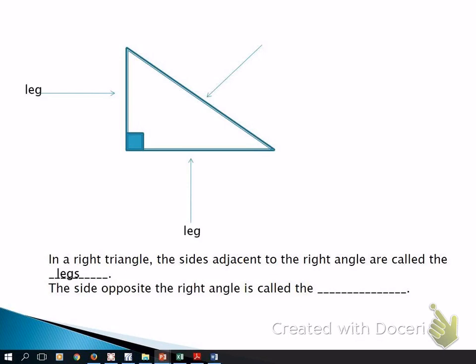Remember that right triangles have legs. When the legs are the two sides surrounding the right angle. And then it has a hypotenuse, and the hypotenuse is always that side that's across or opposite of the right angle. Okay? And remember that we have to be able to pick those sides out, especially next semester. So we have to remember that the hypotenuse is definitely across from the right angle.